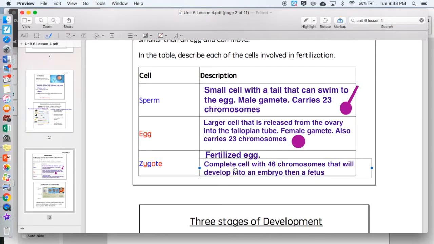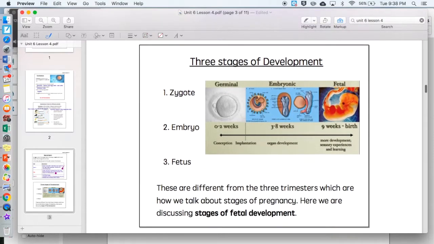Remember, a fertilized egg is the egg that now contains the DNA, the genetic material from the sperm. So the egg had 23, the sperm had 23 chromosomes. They come together, they are called a zygote. When it actually fertilizes, they're a complete cell now with 46 chromosomes, and that can develop into an embryo, which then becomes a fetus, which becomes a person.